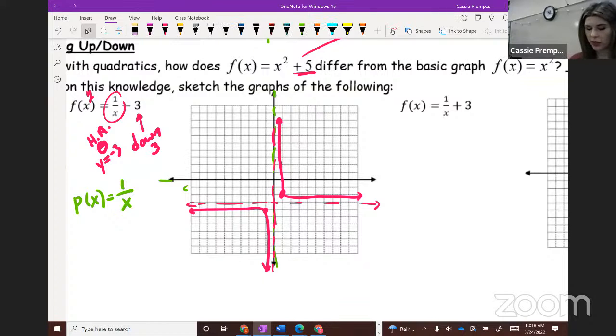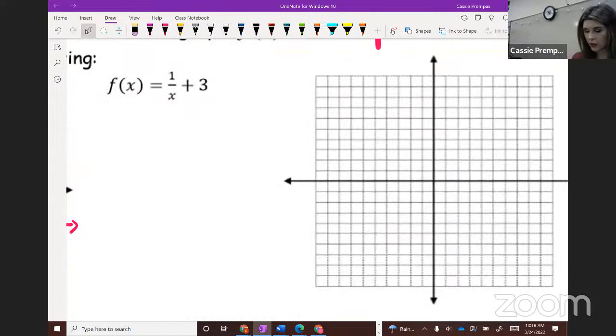All right, on to the next one. The next one, I'm going to have you work through with your partner, but I'm going to ask the person who would live the farthest away from here if you can share how this graph is going to move from the parent graph.